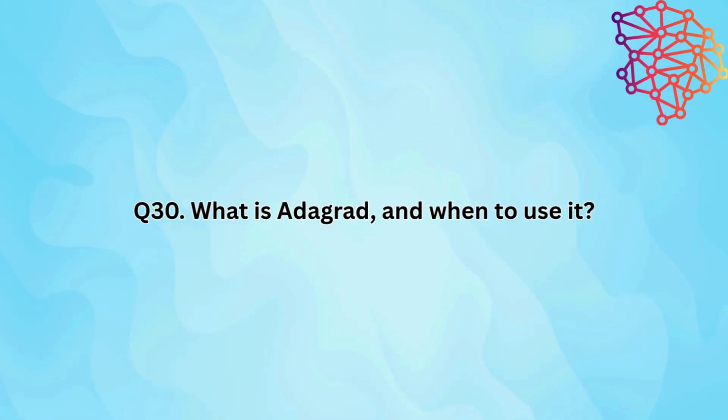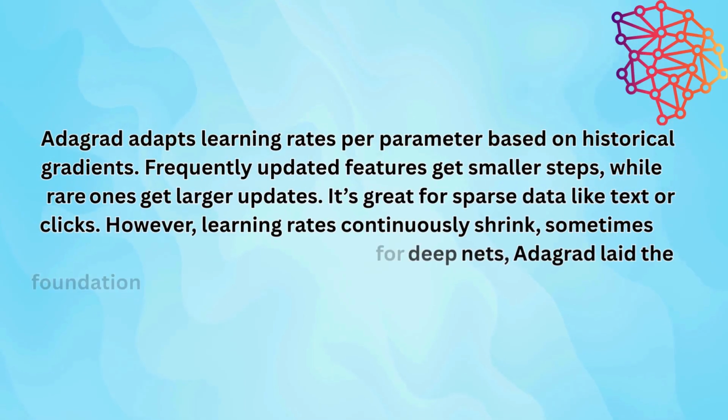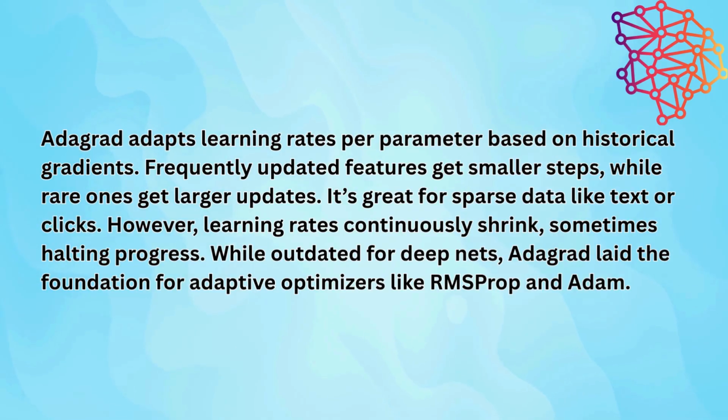What is Adagrad and when to use it? Adagrad adapts learning rates per parameter based on historical gradients. Frequently updated features get smaller steps, while rare ones get larger updates. It's great for sparse data like text or clicks. However, learning rates continuously shrink, sometimes halting progress. While outdated for deep nets, Adagrad laid the foundation for adaptive optimizers like RMSprop and Adam.